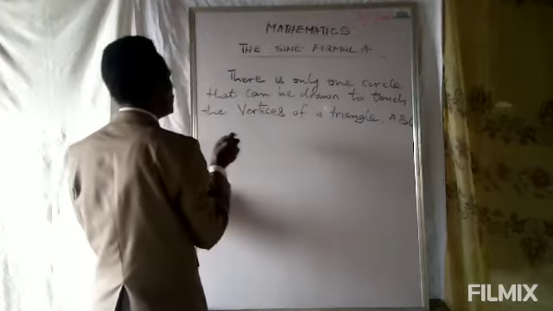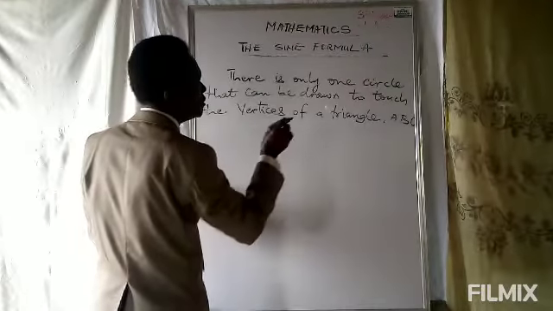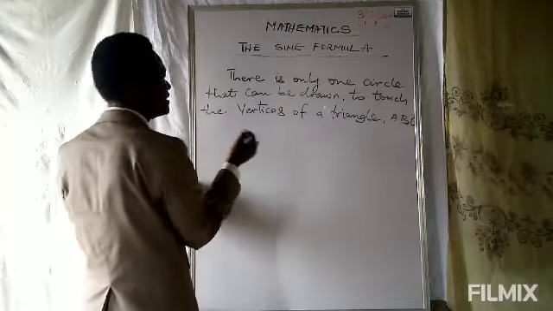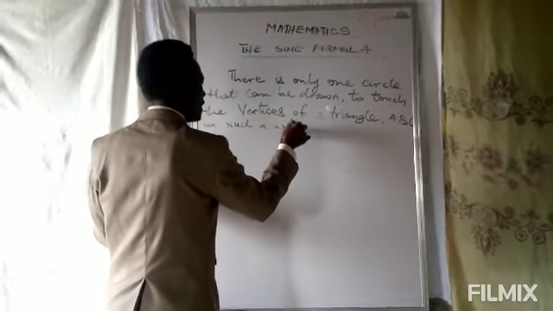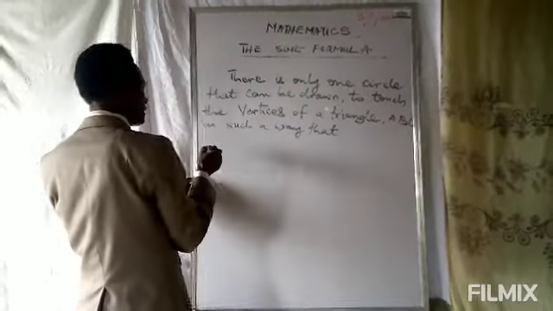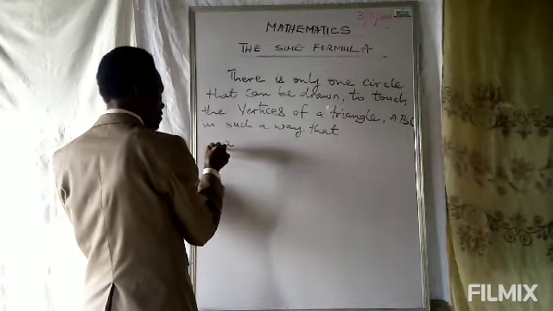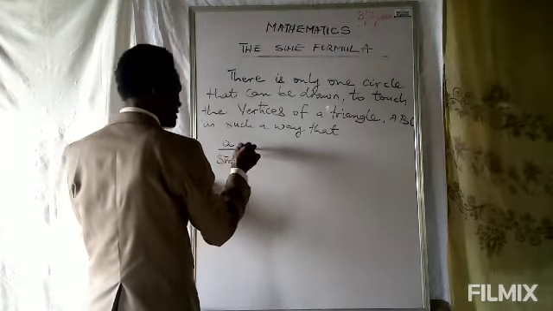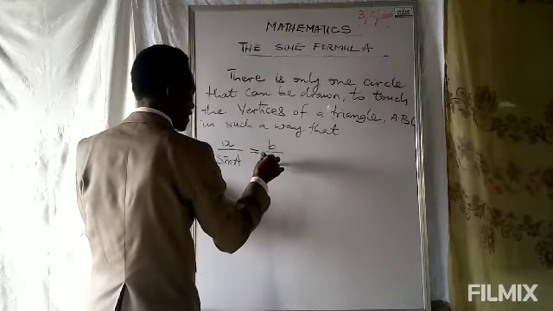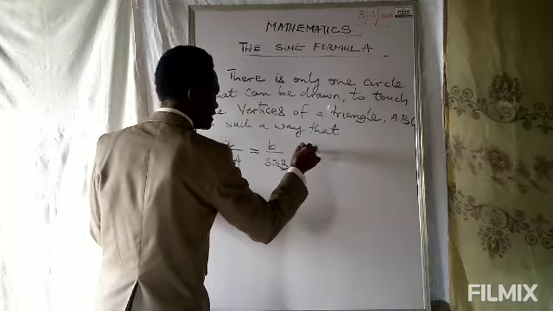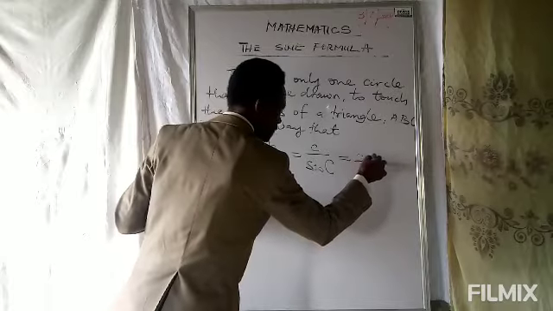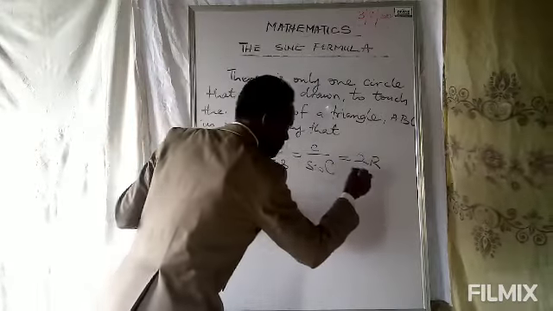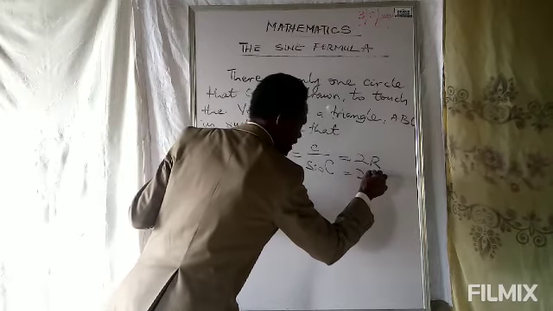There is only one circle that can be drawn to touch the vertices of a triangle ABC in such a way that small a over sine A is equal to small b over sine B is equal to small c over sine C is equal to 2r, or diameter, equal to diameter.